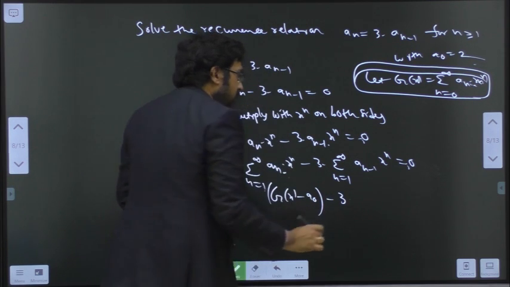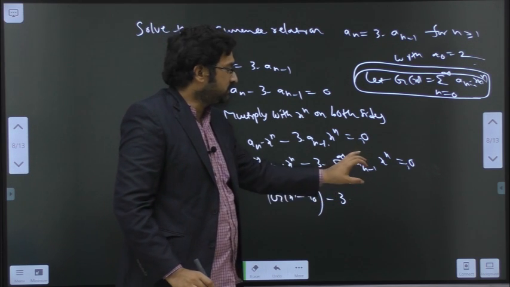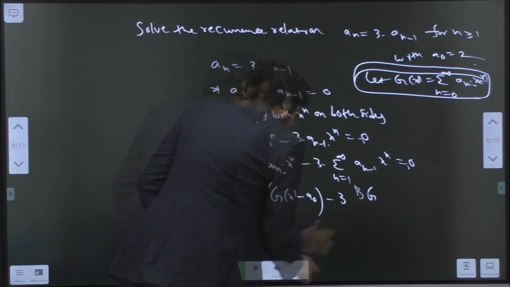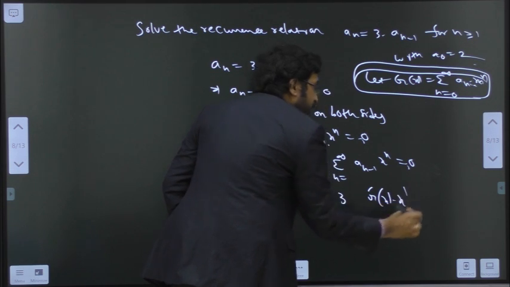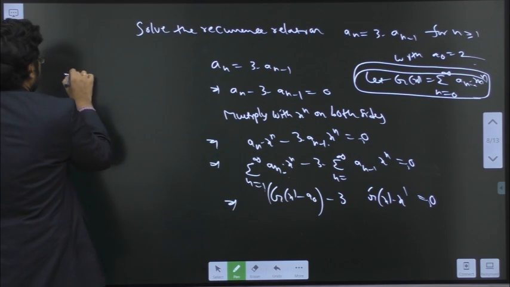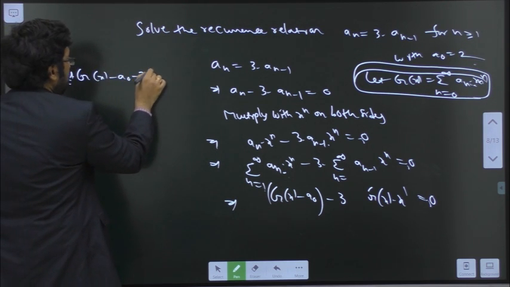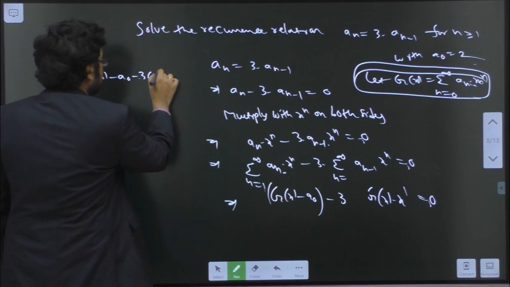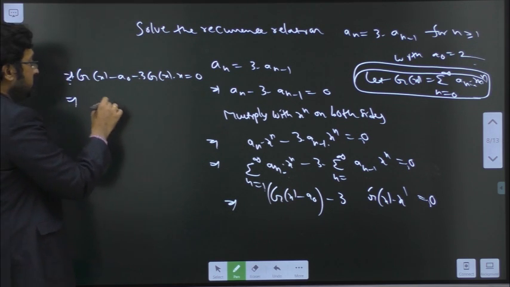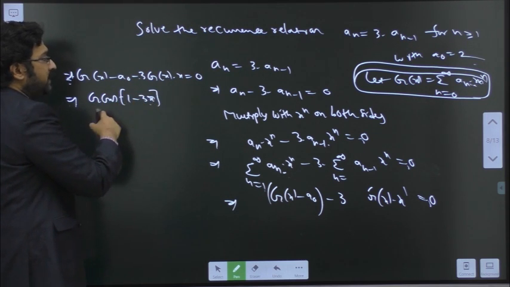Minus 3 into g of x into x power 1 equals 0. So the terms should be given as it is. That implies g of x minus a_0 minus 3 g of x into x equals 0. From the left side take g of x as common, so we will get (1 minus 3x). Take minus a_0 to the right side.